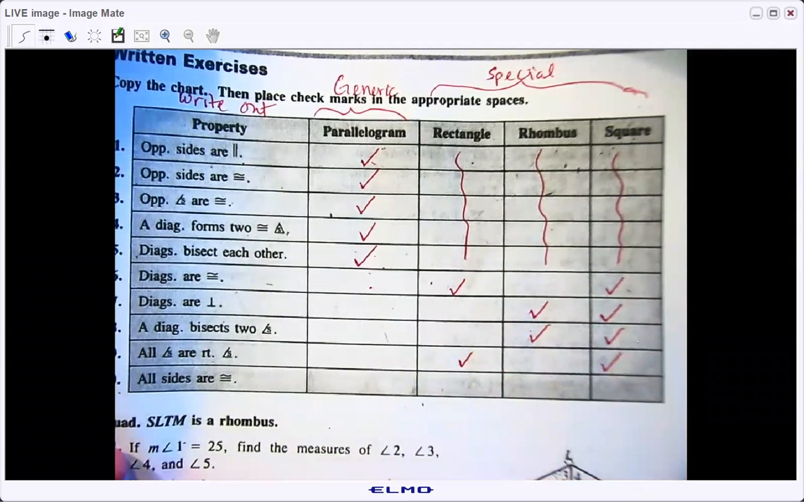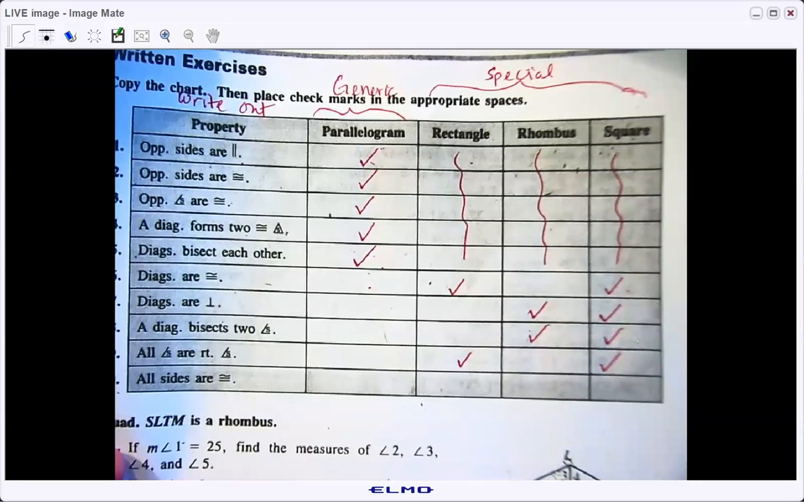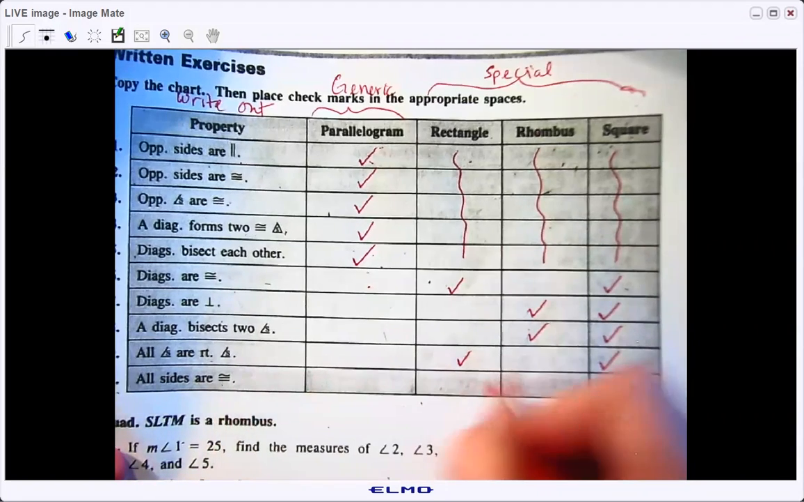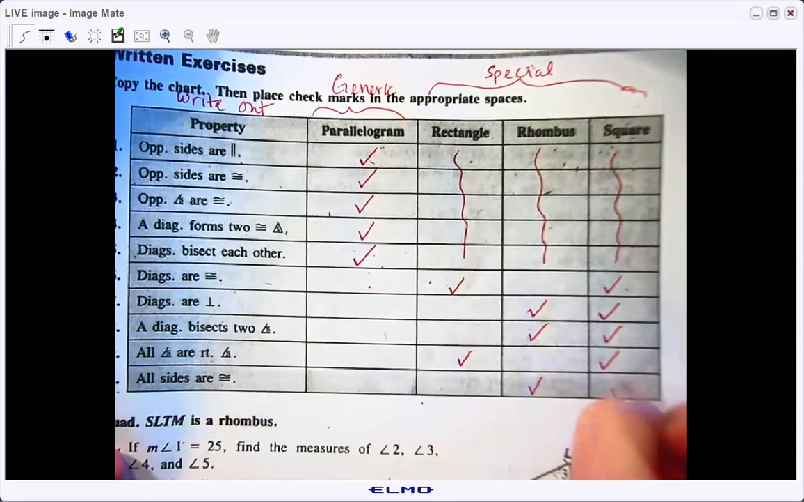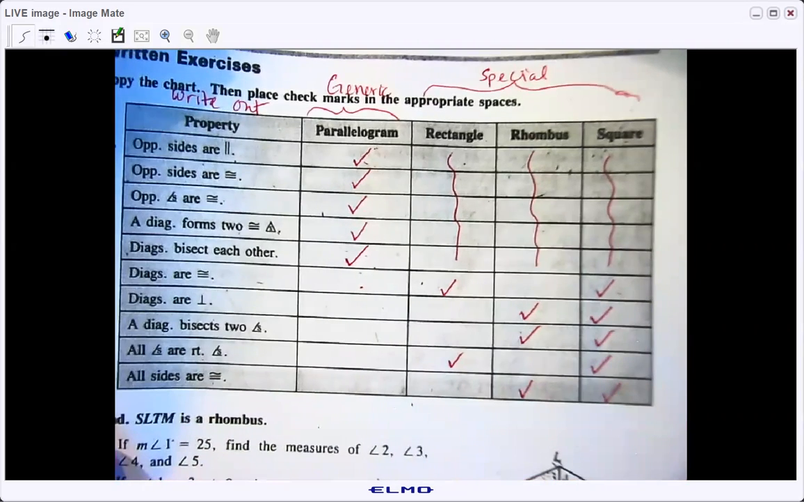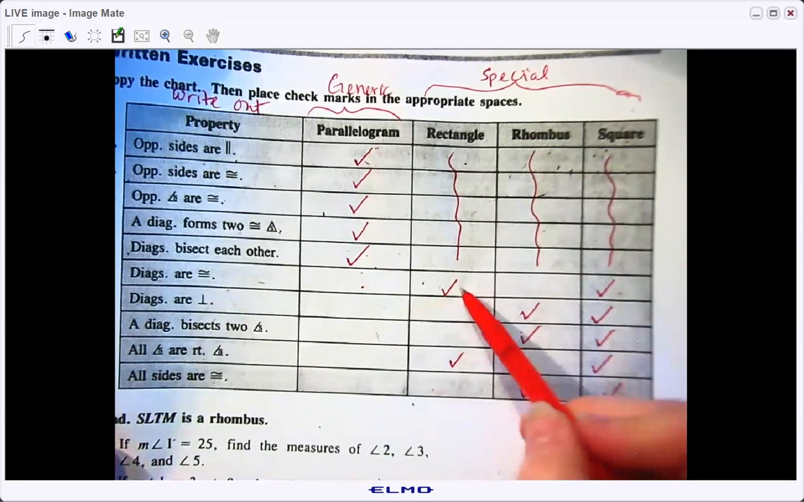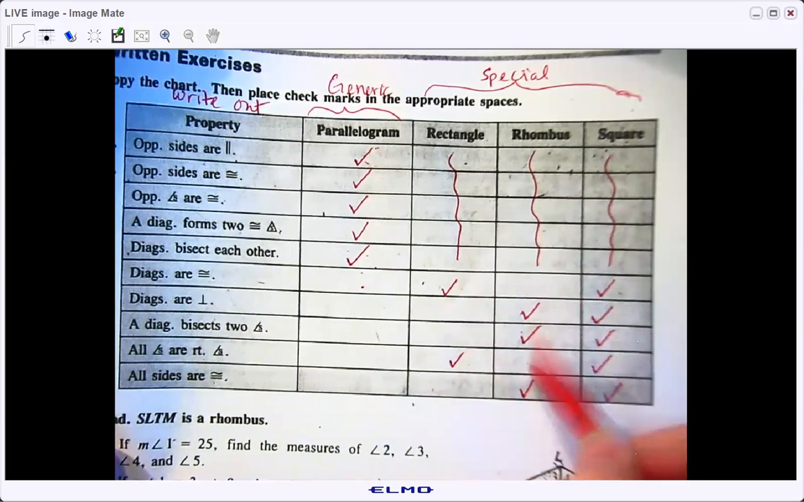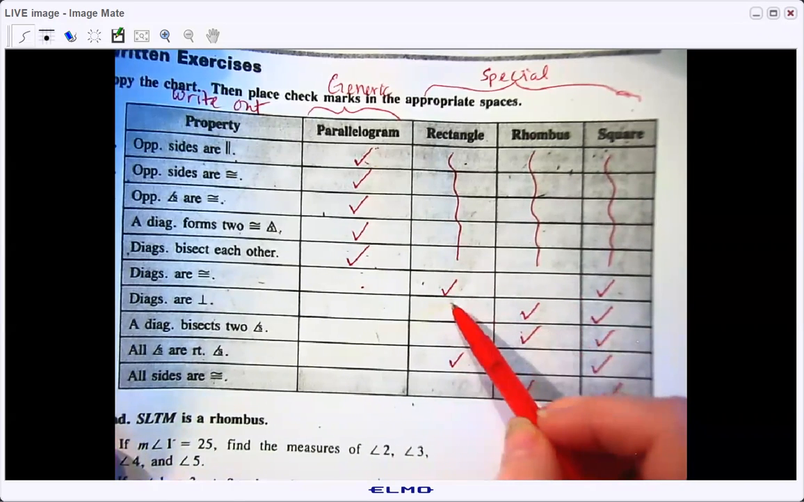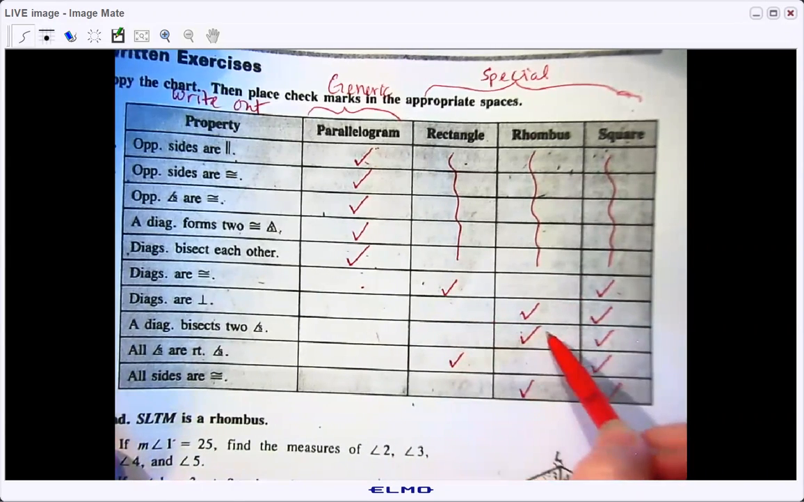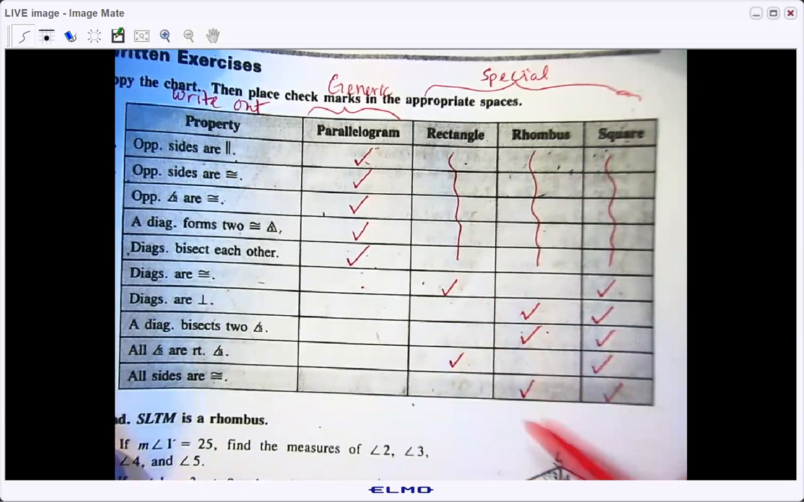And last, which two have all the sides that are equal? All the sides that are equal would be a rhombus, good, and a square. Nice. Notice that the square has all 10 of them marked. The square and the rectangle and the rhombus, it's not true for the rectangle if it's true for the rhombus. Okay, so they're like all opposites, but it is true for the square.